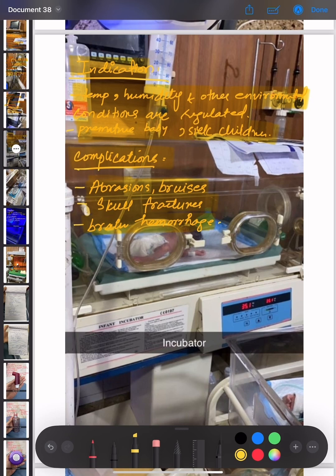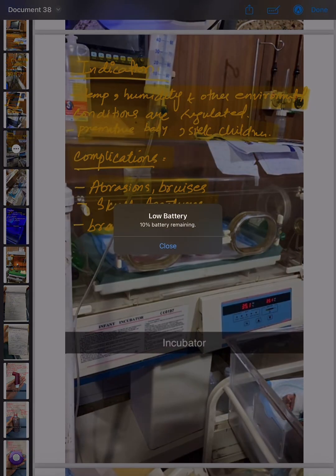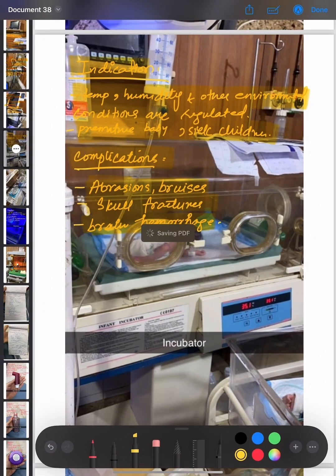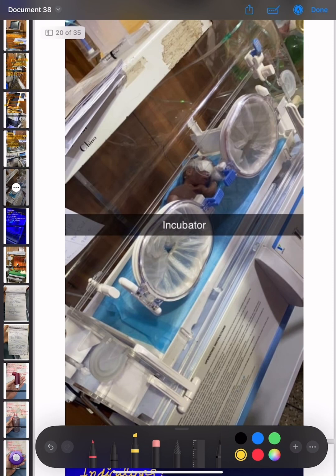That is, the indications are that it is used for temperature and humidity, and the complications are that abrasions, bruises, skull fractures, and brain hemorrhage can occur with this instrument. The next instrument is incubator. We have discussed this already.